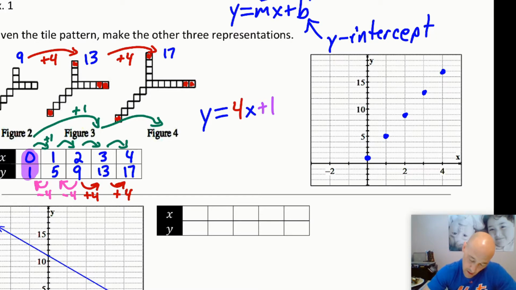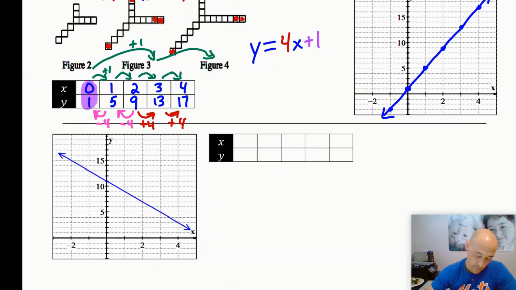Right there. And so if I work backwards, I would go to the left 1 and down 4. So it would be right there. So I'm going to make that line right there. There we go.